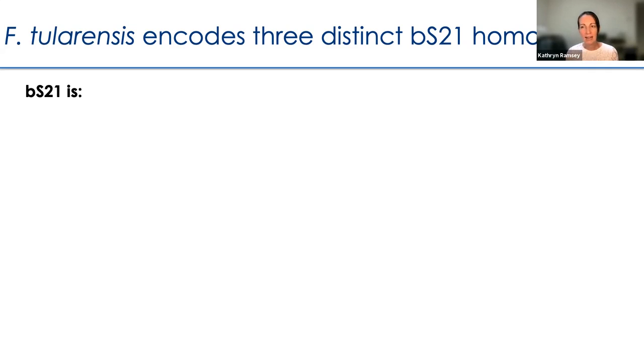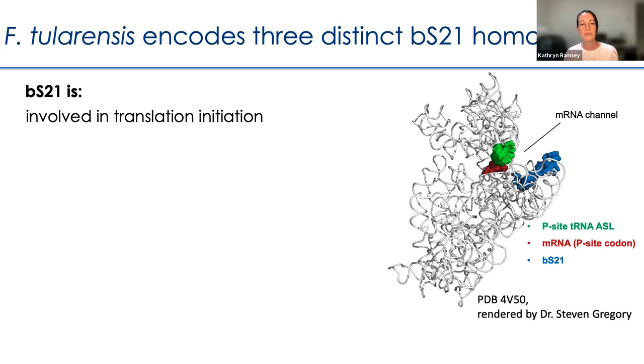So we don't know a heck of a lot about BS21's function, but we do know that it's involved in translation initiation. And in this structure here, this is the 30S subunit stripped away of all of the proteins. So you basically have the 16S ribosomal RNA and just BS21 depicted. And you can see it's right next to this mRNA exit channel. So this is where our mRNA would exit after translation. It's also the location where you would see 5' untranslated regions interacting with the ribosome during initiation.